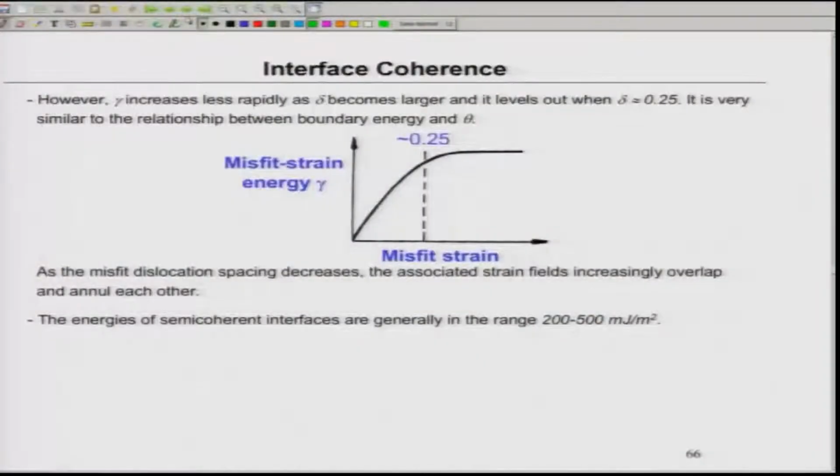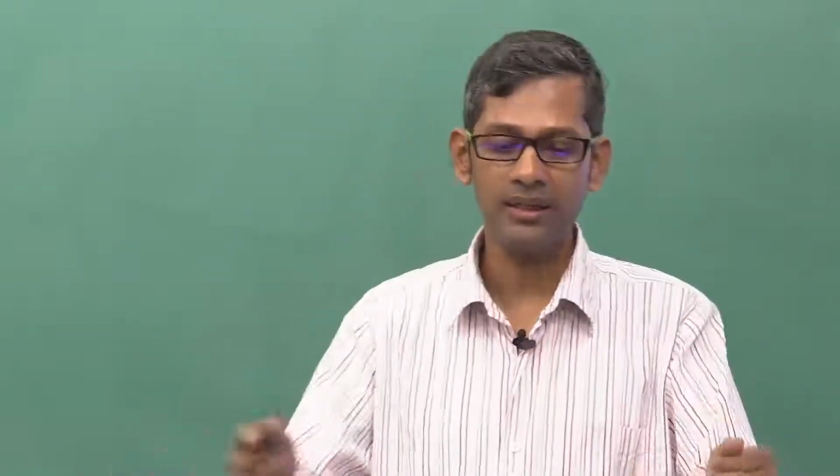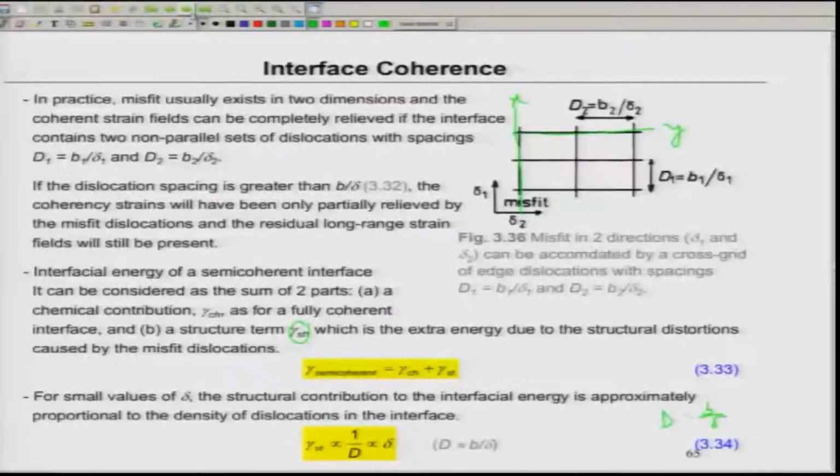But you can also have a semi-coherent interface along all 3 axes x, y, z, then you need another set of dislocations along the z axis also. So, the more dislocations along the 3 axes, the more the energy of the system. That is, the structural part of the interfacial energy will increase in such situations. But in metallurgical systems, normally coherency is perfectly maintained along one of the axes, either x, y, or z, and the other two axes can be semi-coherent or completely incoherent.